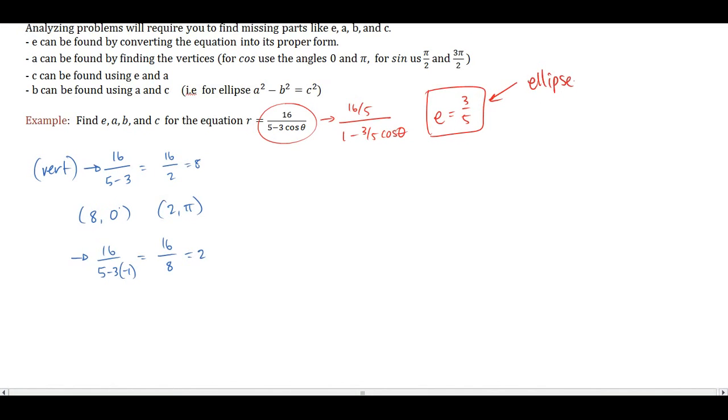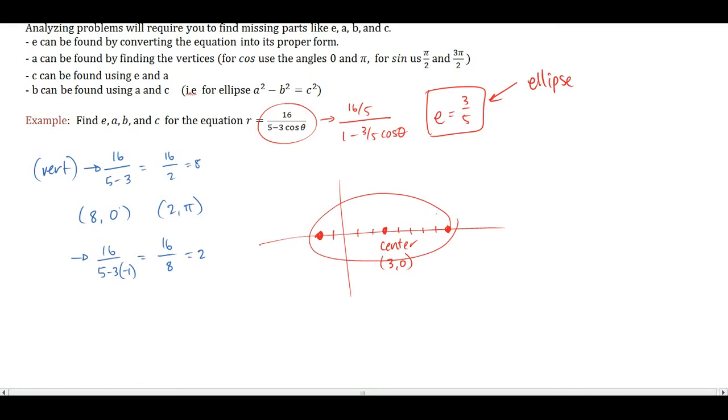And so now let's talk about what things we still need. I might throw a little graph out and say, I know that the center, let's see, there's a vertex in the pi direction, you go 2 units. In the 0 degree direction, you go 8. 1, 2, 3, 4, 5, 6, 7, 8. So that's a distance of 10, meaning right in between those two at 5, 1, 2, 3, 4, 5, is the center. It's 5 units in, so 3. So there's my center at 3, 0.